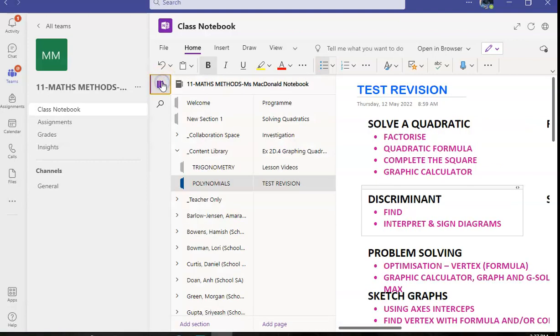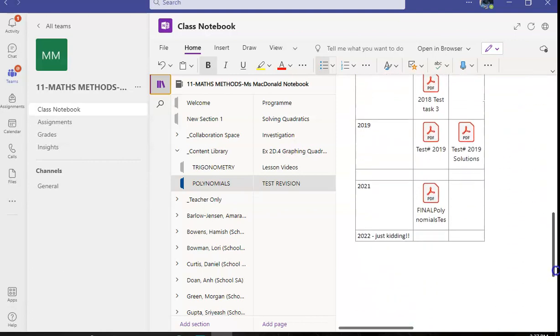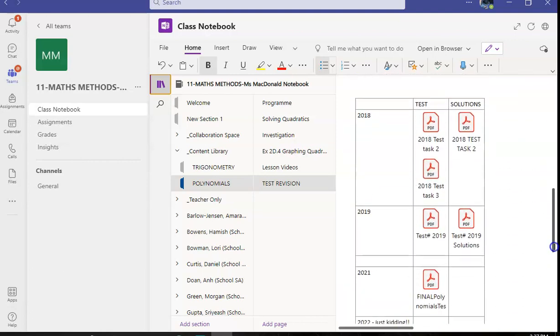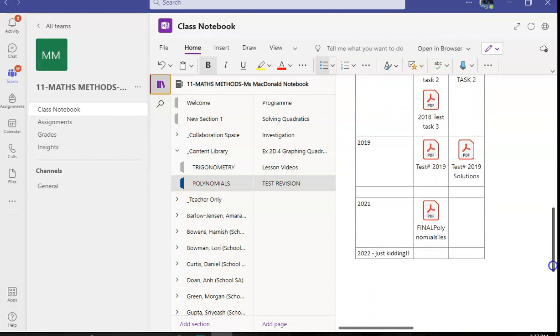So that's in your polynomials, and then content library, polynomials, and you've got test revision. So you've got the checklist, but then if you scroll down, there's a few tests there. That's from 2018.